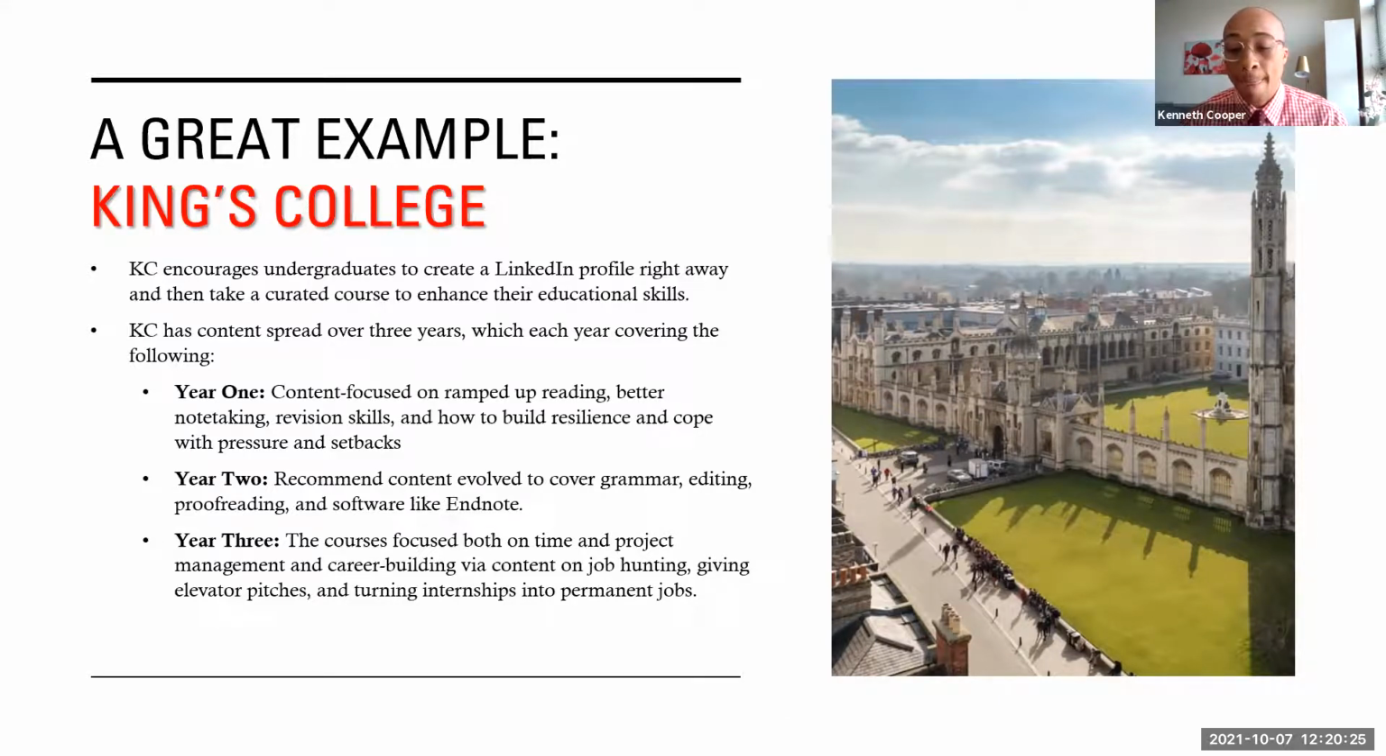Moving on. Year two, they have recommended content evolved to cover grammar, editing, proofreading, and software like EndNote. The best example is a class I'm currently teaching, Introduction to Social Science. In this class, some of the students are having trouble with these items, and it's a bit unfortunate because some of these students are upper class students. But imagine if we had content that we could push out to students well before they even reach year 3, year 4. Well, KC is doing it in year 2. They're attacking those deficiencies right in year 1 and year 2.